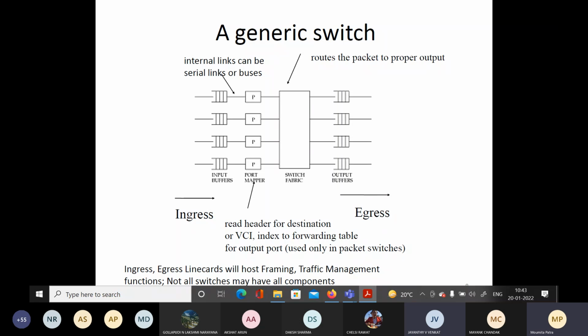And how does the port mapper get to know which packet should go to which output port? We know that from the content of the forwarding table, and you also need to read the header for the destination, or if you are using virtual circuits, then the VCI, etc. So this is how a generic switch looks.